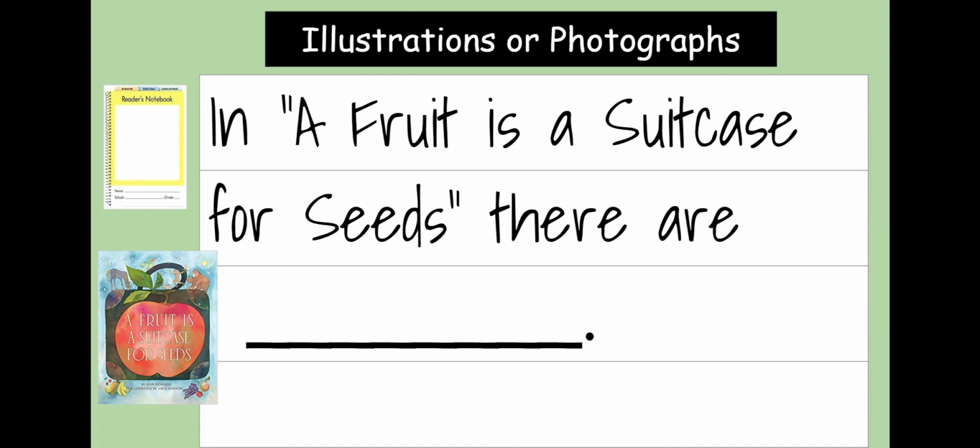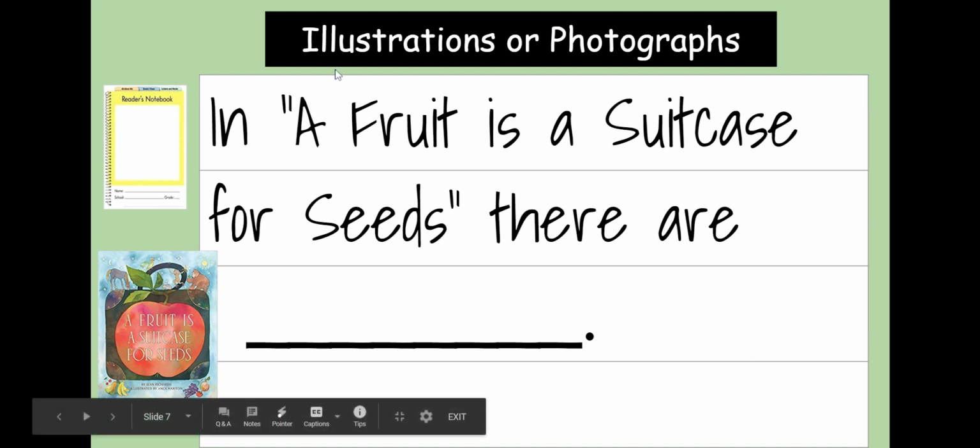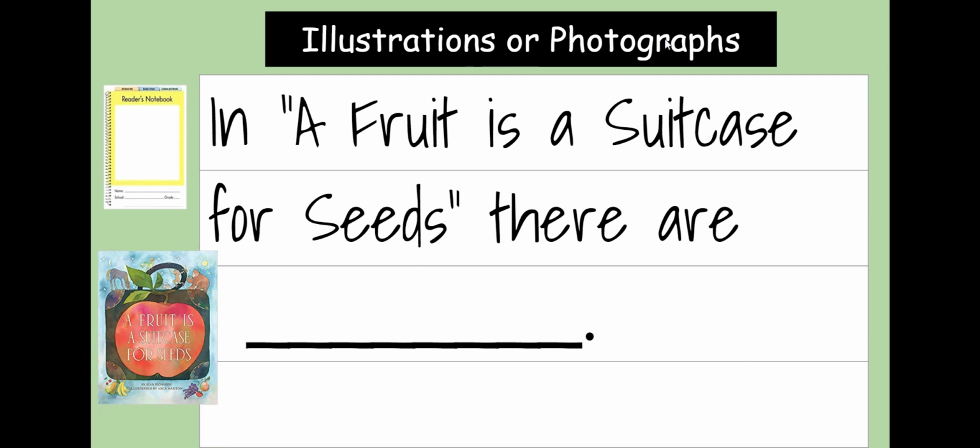In today's reader's notebook, you are going to have a chance to write this complete sentence. I'm providing an example here. In A Fruit is a Suitcase for Seeds, there are blank. Illustrations or photographs. In A Fruit is a Suitcase for Seeds, there are blank. Choose one of these, think about what you see, and write your complete sentence.